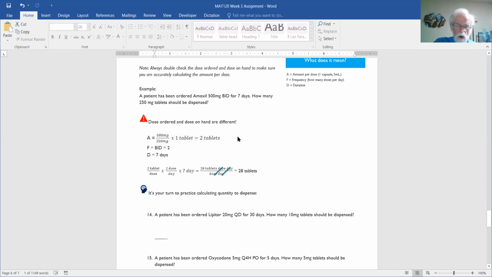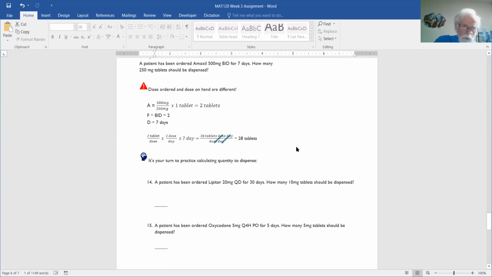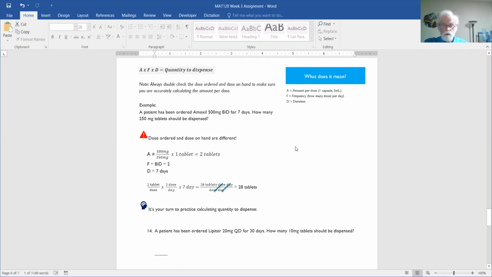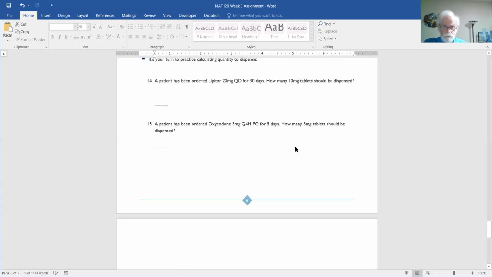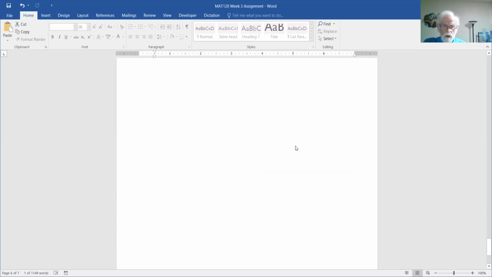That's the amount per dose. It can be tablets, capsules, milliliters. This applies to liquid drugs as well. And so the frequency is twice a day and the number of days is 7. So we've got 2 tablets per dose times 2 doses per day times 7 days. Dose cancels out, days cancel out, and we get 28. So that's basically the reverse of days supply. Those are the questions that you have here.